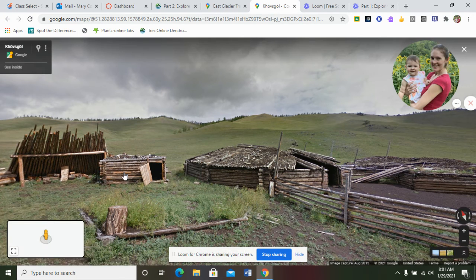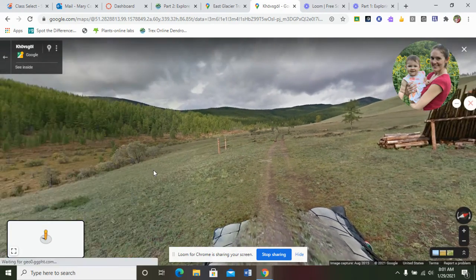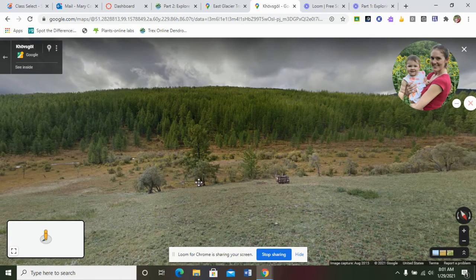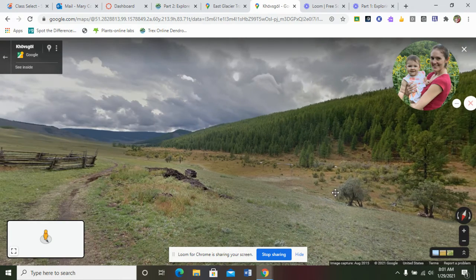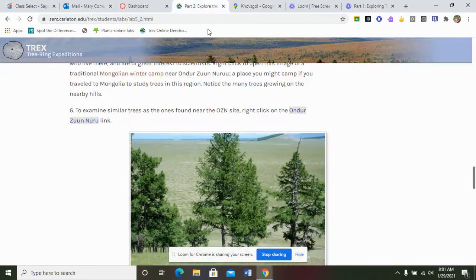Oh, wow. Okay. It's a very beautiful forest behind us here. Okay, so that was that one.